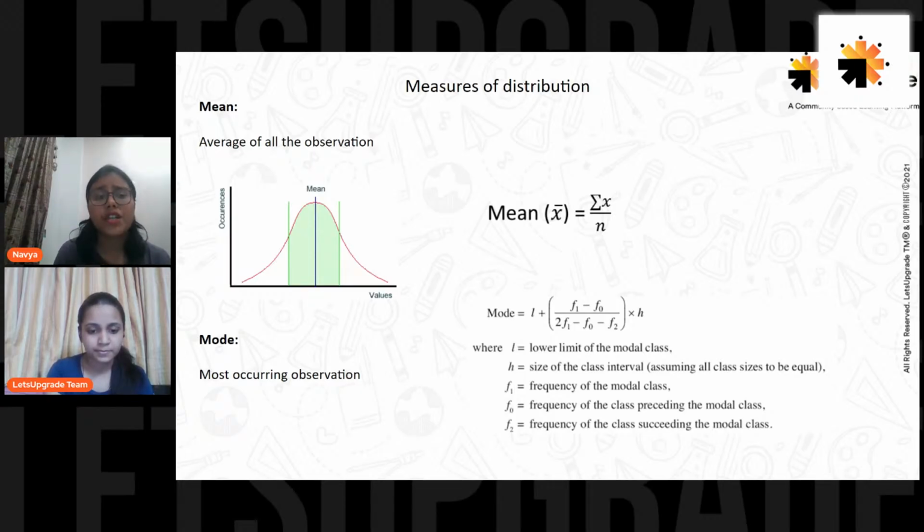Okay, I can give you an example of mode: when you go to buy shirts, you can see the sizes of your shirts, small, large, medium.